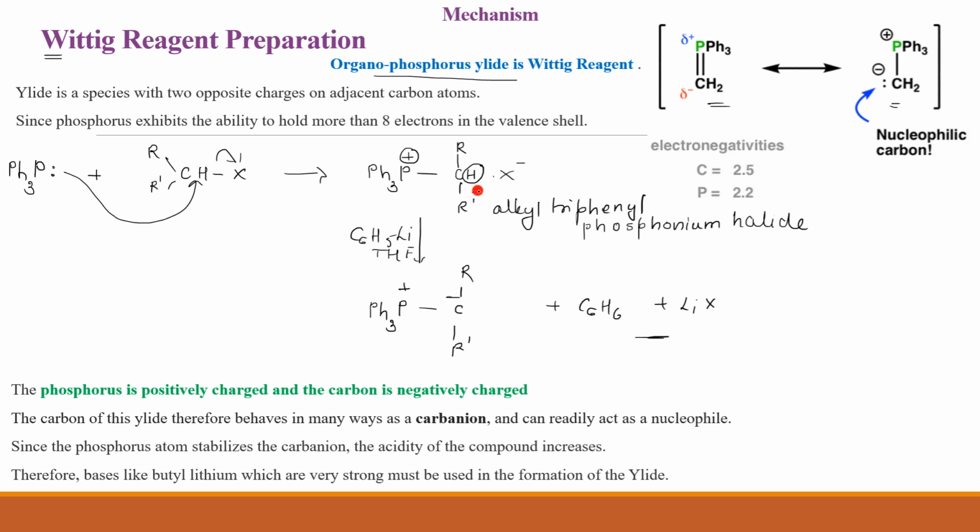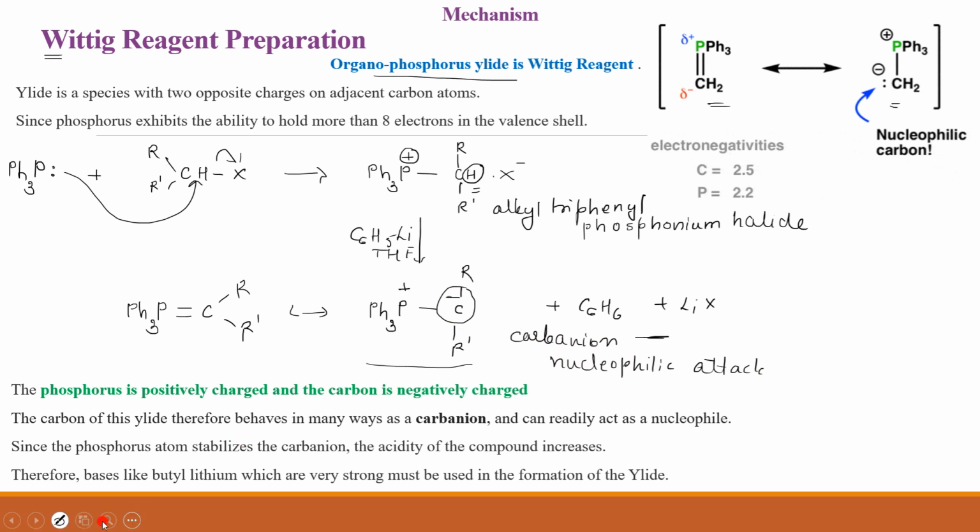So if you remove this proton, what charge will you get on the carbon? Negative charge. So you get this type of ylide. You can write a resonating structure over here. While writing the resonating structure, just put a double bond between PPh3 and C with R and R'. This is how you get a carbon with a negative charge. So this will be your carbanion. When the further reaction takes place, this is going to attack nucleophilically, on the next step, on the aldehyde.